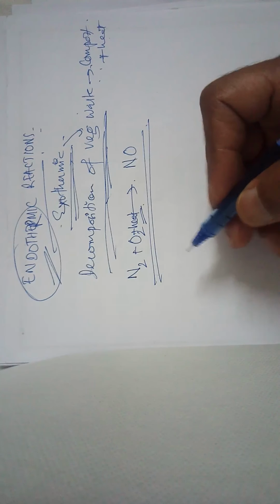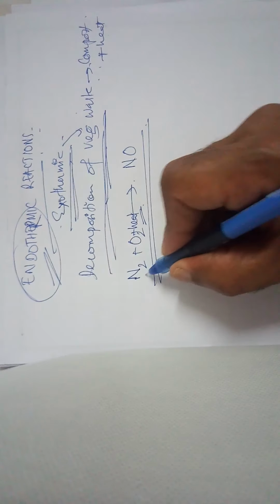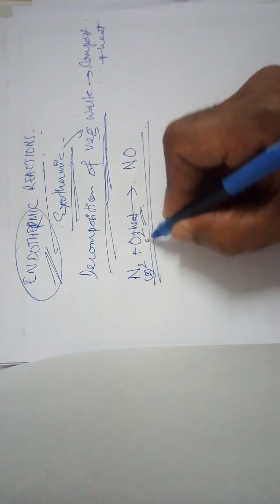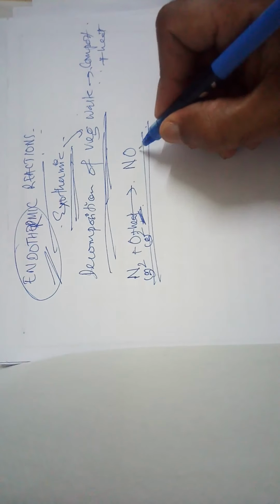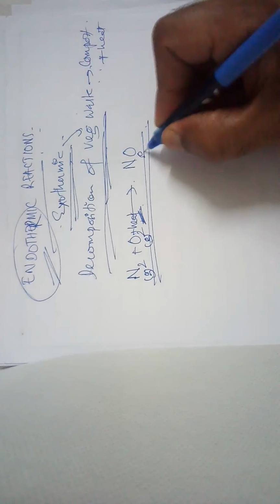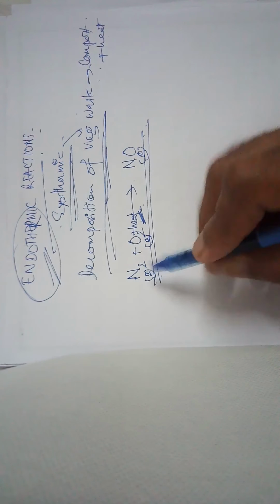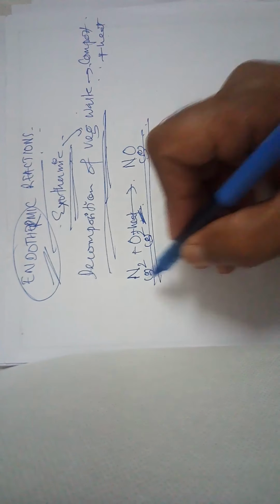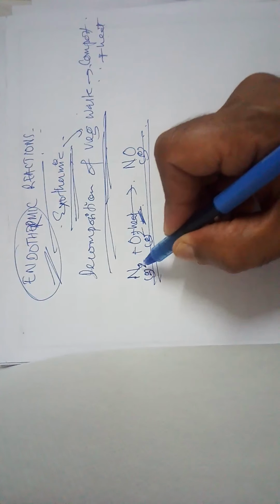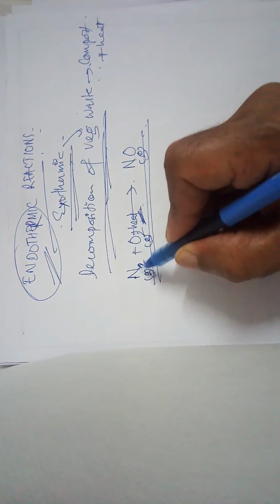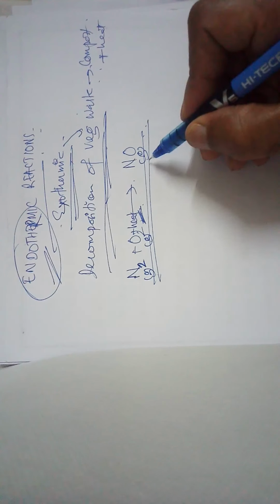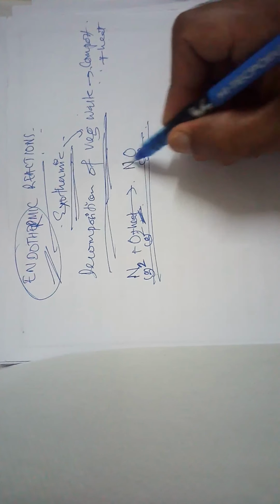Now let me make it more clear. Nitrogen is in gaseous form, oxygen is also in gaseous form, and heat is provided, and nitrogen monoxide is also in gaseous form. Now check whether this is a balanced equation. Count the number of nitrogen atoms on the reactant side, that is N2. So it has 2 atoms of nitrogen, and on the product side there is only one nitrogen.